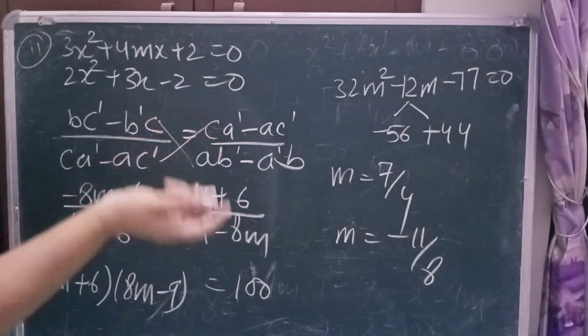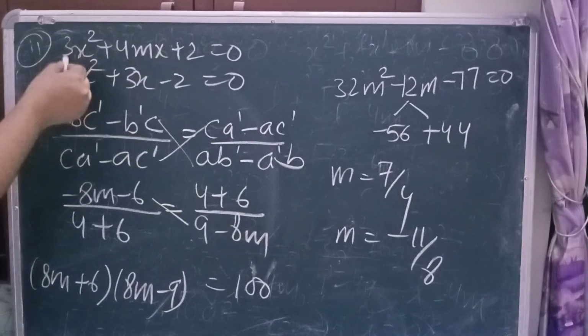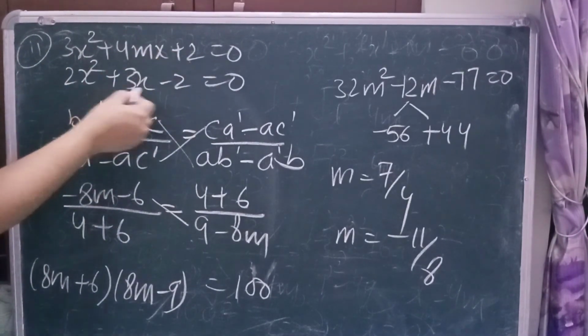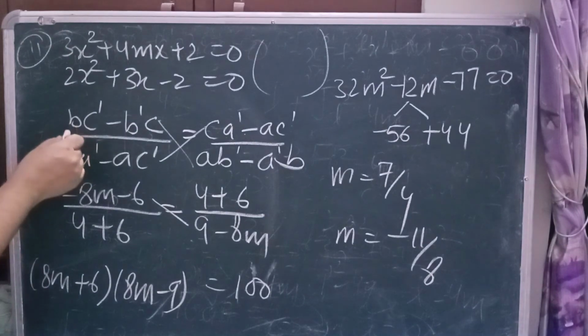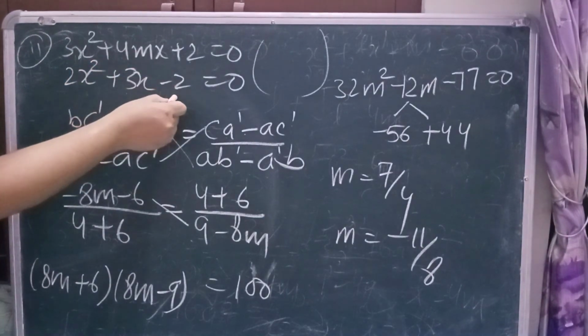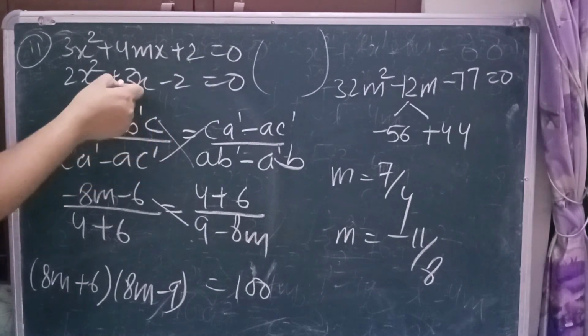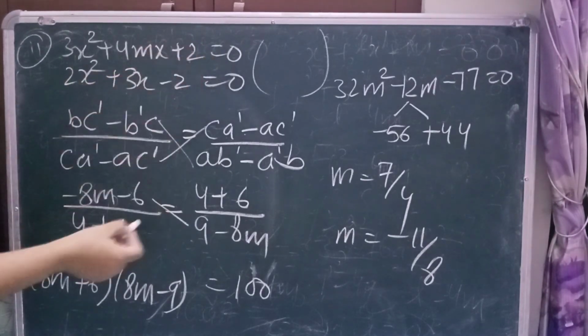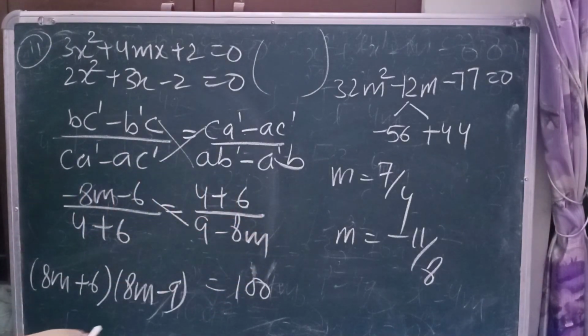As I told you, you can cross multiply also, and if you want then you can use this condition too. So here we can compare a, b, c and a dash, b dash, c dash, and we can get the values. If you want then you can write it here, otherwise you can use the simple method also. As it is bc dash, 4m into minus 2, it will be minus 8m, and b dash c, that means 3 into 2, so it will be minus 6. In the same way you can put all the values here, and you will get a quadratic equation.